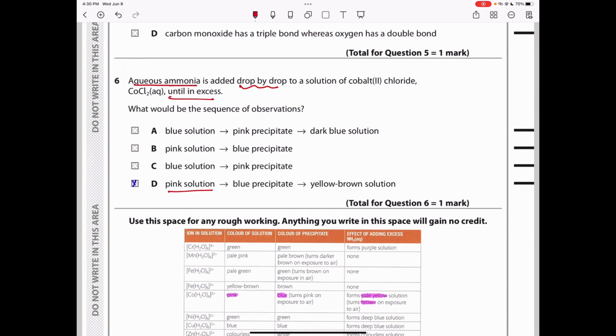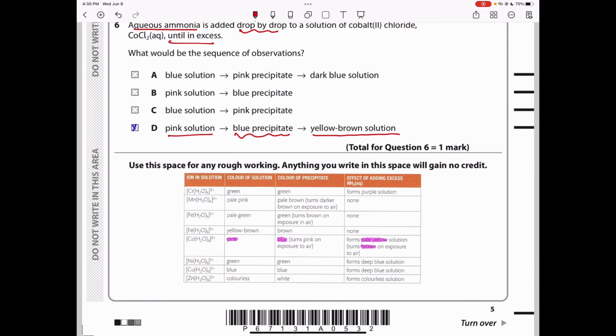And then when you add ammonia dropwise, a deprotonation reaction occurs, producing a blue precipitate. And if you add aqueous ammonia in excess to this blue precipitate, you're going to produce a yellow-brown solution. I extracted this from your textbook. Here is where the reactions between cobalt and ammonia are shown in your textbook. So the answer here should be D.